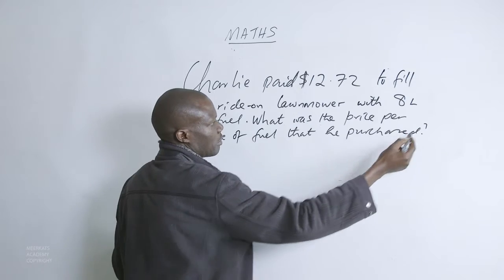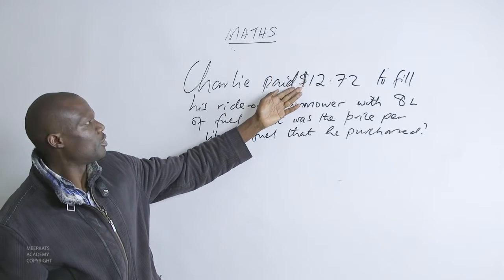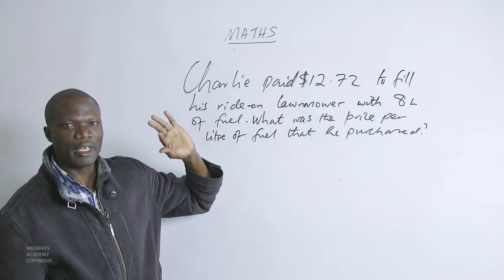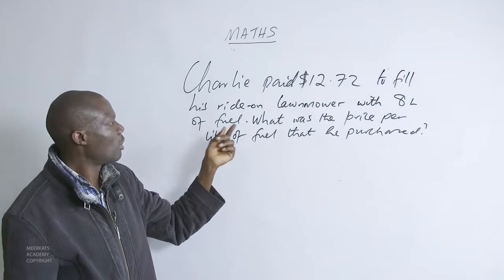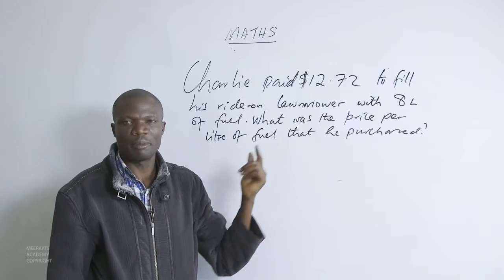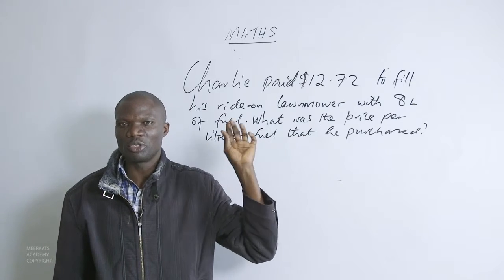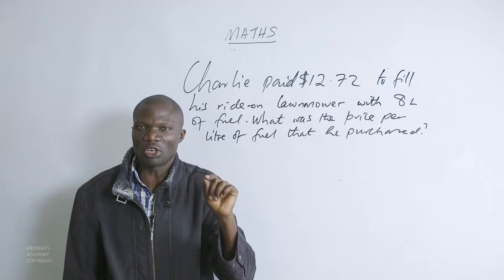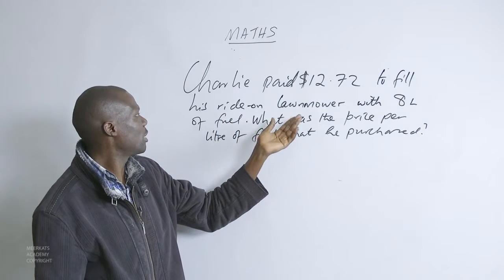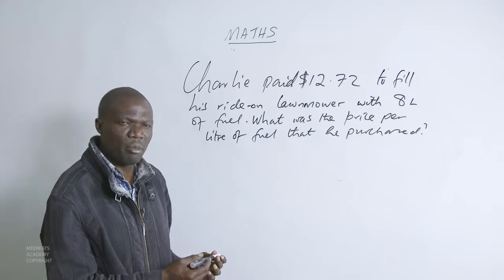So in this statement question, Charlie paid $12.72 to fill his ride-on lawnmower with 8 liters of fuel. What was the price per liter of fuel that he purchased? So what we are trying to see here is that the $12.72 that Charlie paid is the total amount of money he paid after fueling his ride-on lawnmower of 8 liters. So how much is it per liter?